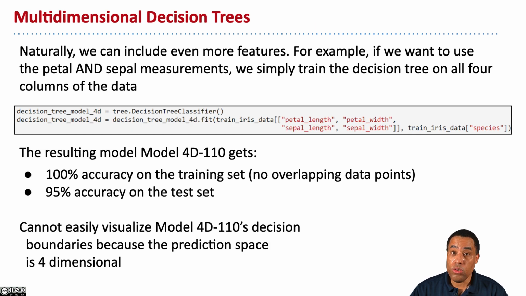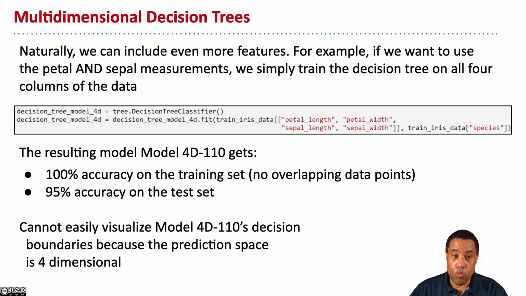So we could include more features, right? That's one way we could separate out those points that are overlapping in our training set. So we could include both the petal, as we've been using, and the sepal measurements. And then we'll train our decision tree on all four columns of our data: our petal length, our petal width, our sepal length, and our sepal width. Okay, so we're going to call this model 4D 110, all right, because we're going to train on 110 training points with all four columns.